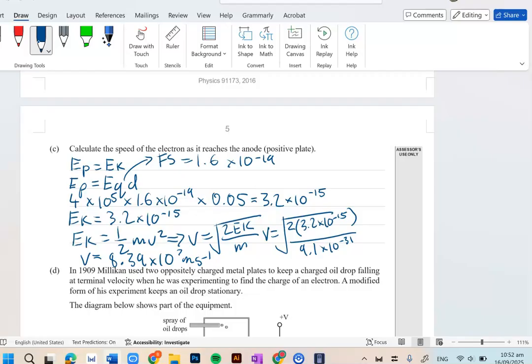Okay, this is another merit question. So the correct answer for the speed will get you a merit. Achieved is showing understanding of conservation of energy. So literally even just knowing this is enough to get you achieved. Or if you correctly calculated the electric potential energy, this is also achieved.